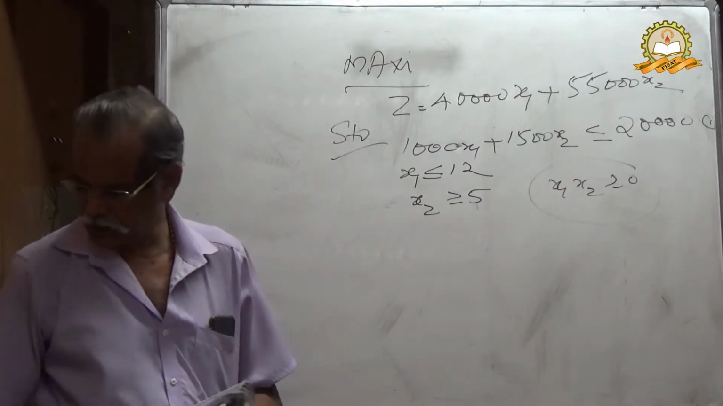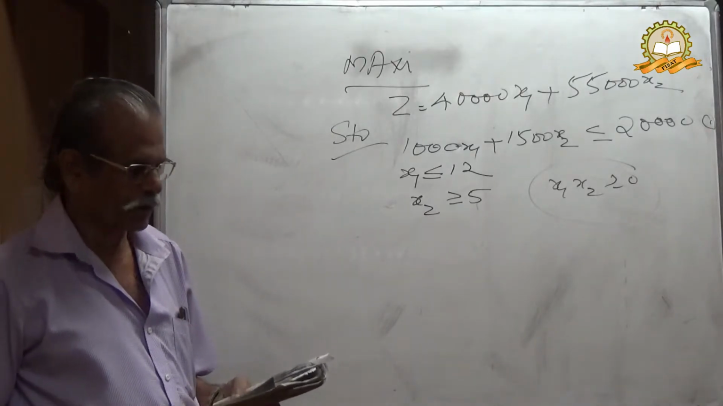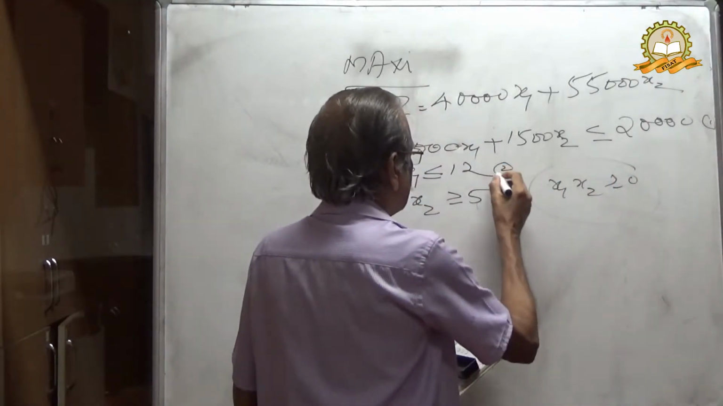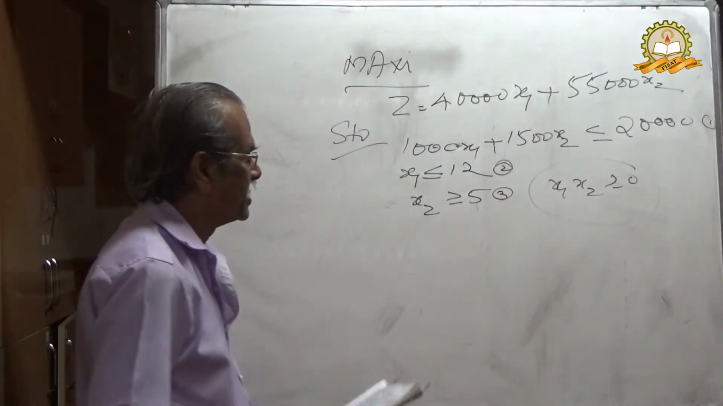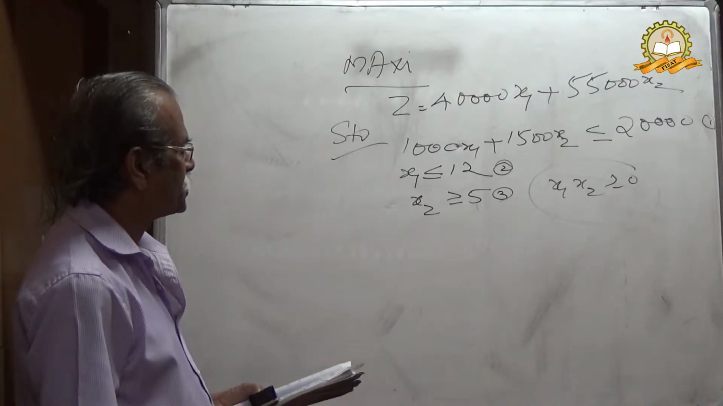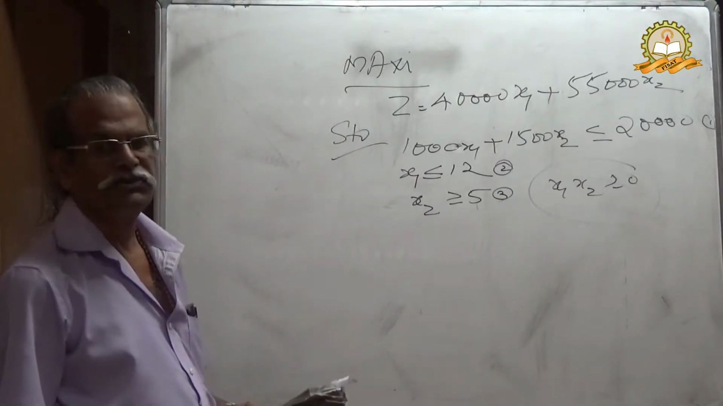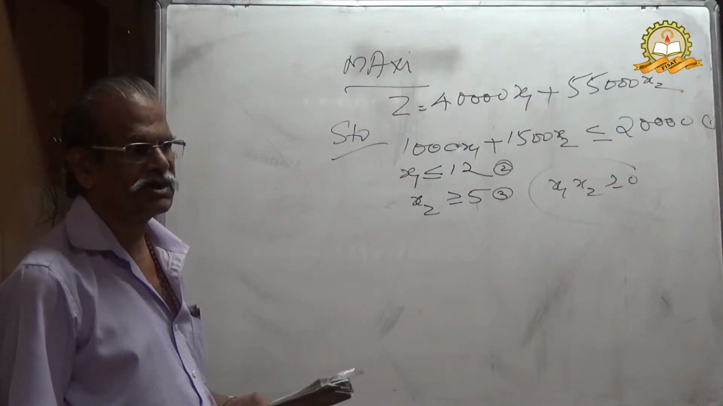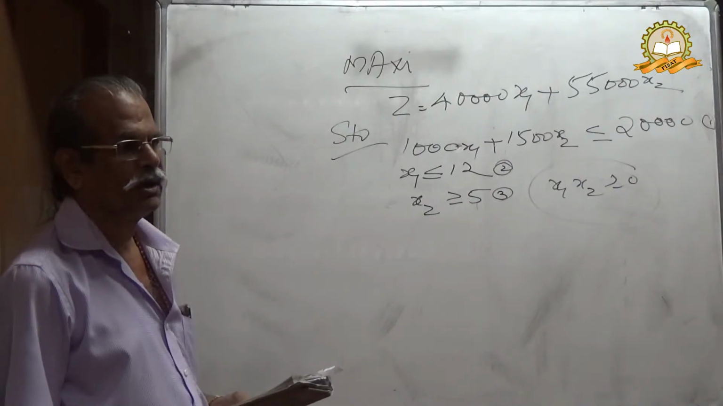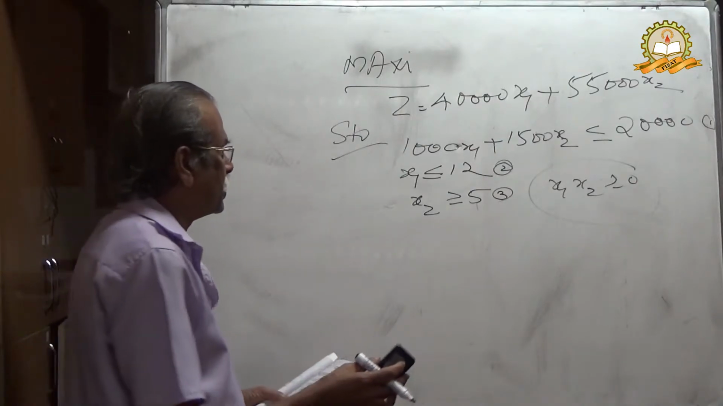Here it is a maximization problem. Here you can observe the first constraint, second, third. The first constraint is less than or equal to 20,000. The second constraint is also less than or equal to 12. Therefore, since these are less than or equal to, you can change these inequalities into equations by adding slack variables as done earlier.